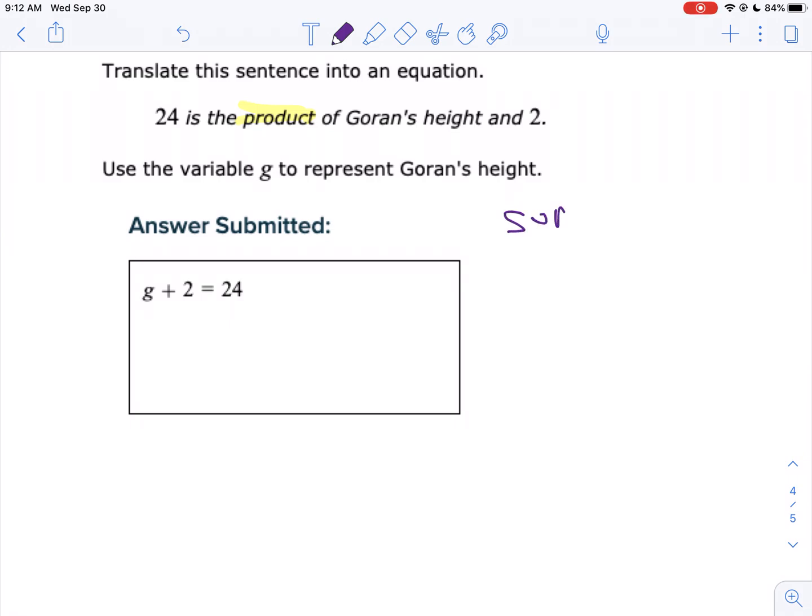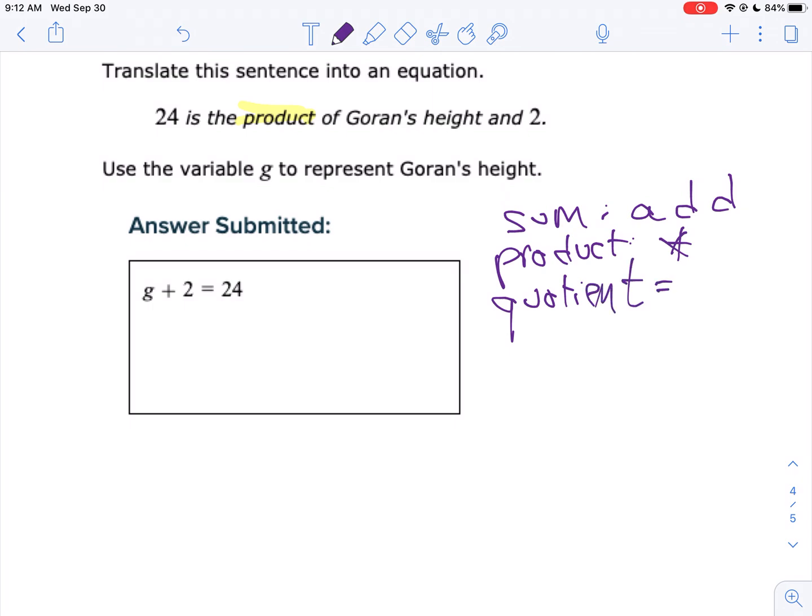Sum is the answer to an addition problem. Product is the answer to a multiplication problem. Quotient is the answer to a division problem, and difference is the answer to a subtraction problem. So we want to take the product, we want to multiply g and 2, so it should have been 2g equals 24.